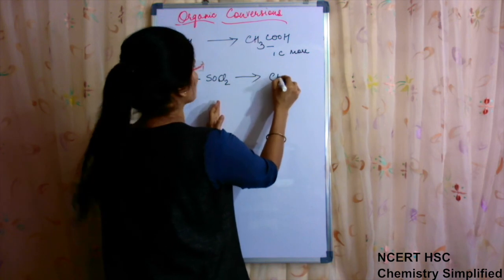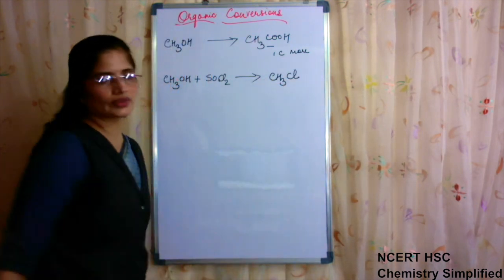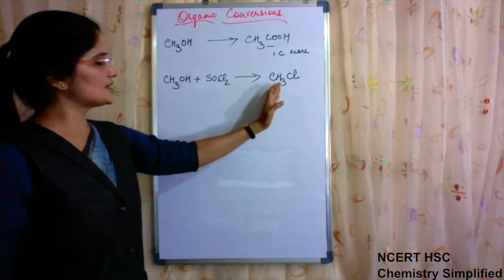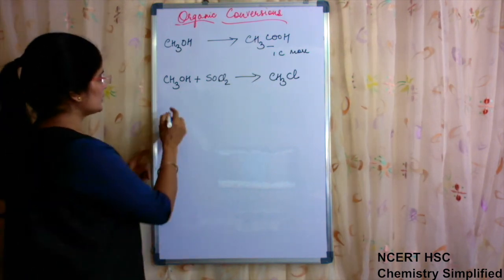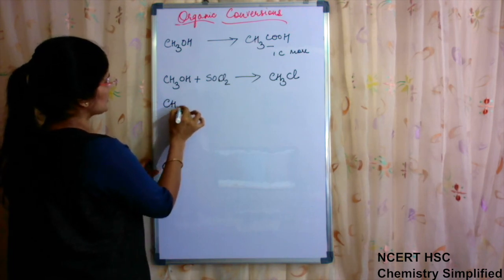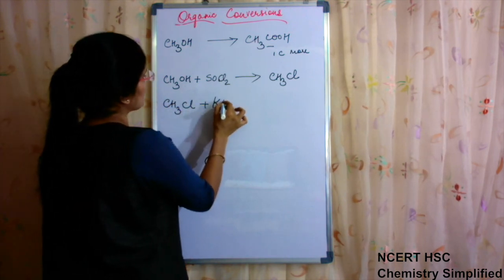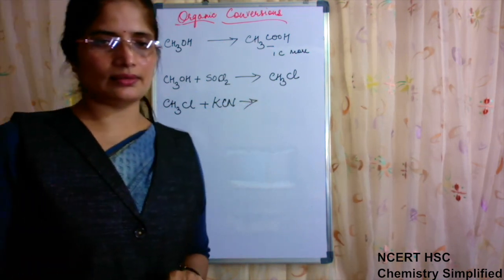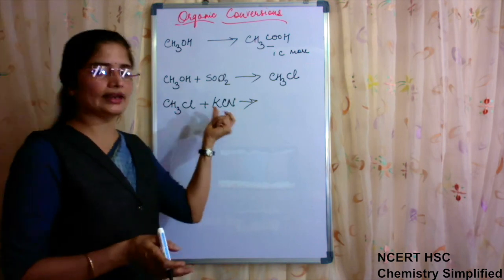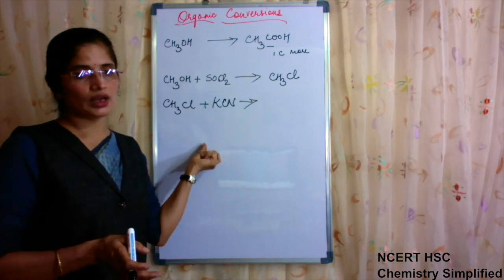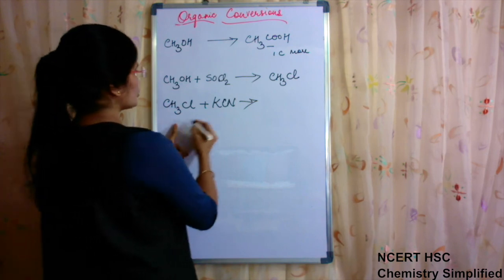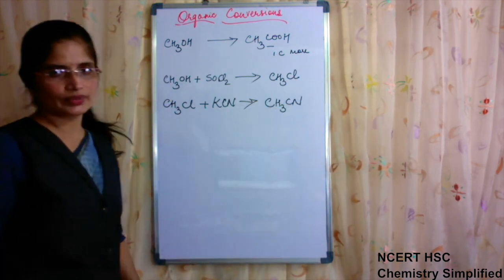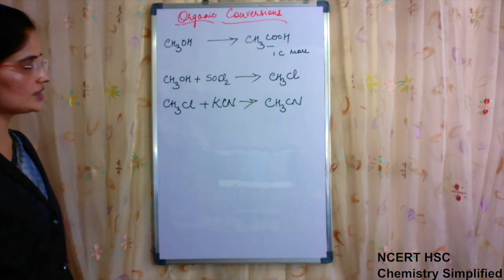to convert this into CH3Cl. Okay, and byproducts we will not write in conversion. CH3Cl is obtained in the first step. Now in the next step, this CH3Cl will be treated with KCN. We have seen the reactions with AgCN and KCN. KCN results in the formation of cyanides, AgCN in the formation of isocyanides. Okay, so in this next step CH3CN is formed. So one C is introduced.